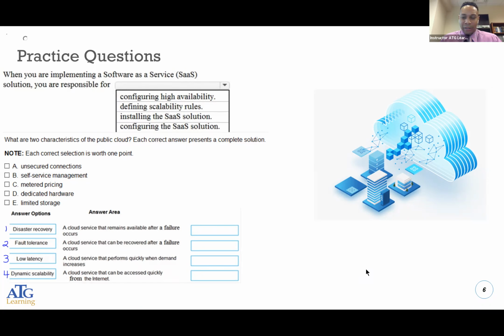All right, so I see C. C is one answer. C is actually a correct answer, metered pricing, because I talked about pay as you go. What else can you do in a public cloud? What else is a characteristic of a public cloud? So another characteristic of a public cloud, on top of metered pricing, would be B, self-service management. So B and C are the correct answers here.